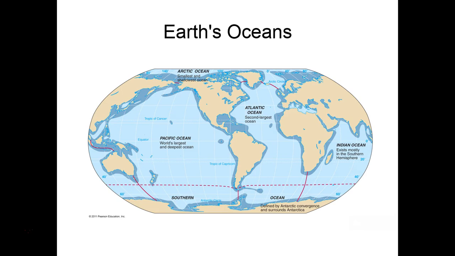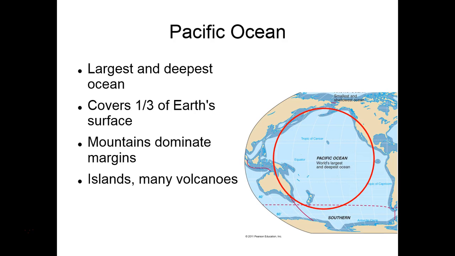So let's talk about each one of these oceans, starting with our closest ocean, the Pacific Ocean. The Pacific Ocean is the largest and deepest ocean in the world, and it covers about a third of the Earth's surface. And like I told you guys previously, if you took all of the world's continents and put them together, you could fit them into the Pacific Ocean. That's how big the Pacific Ocean is.